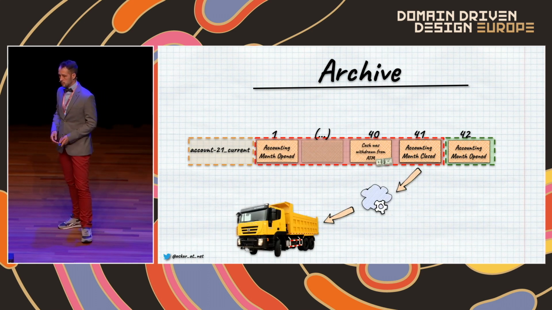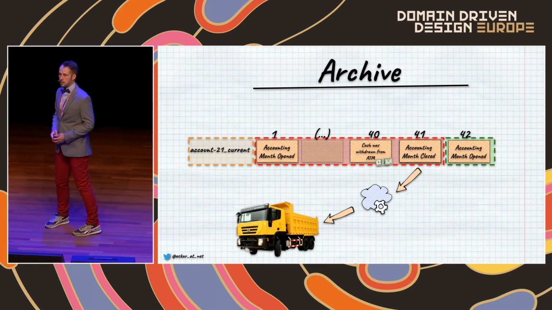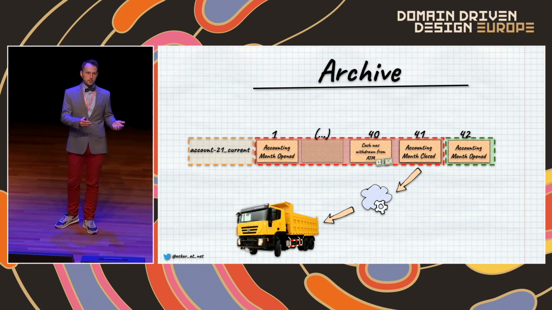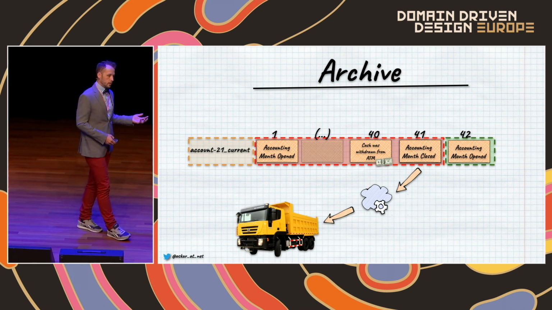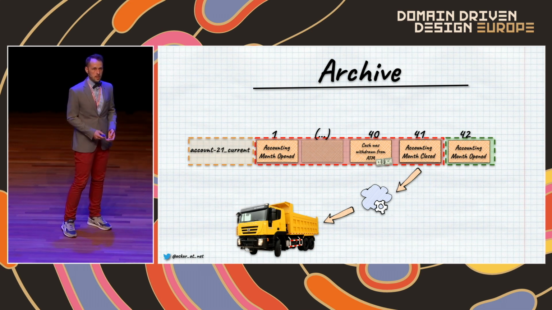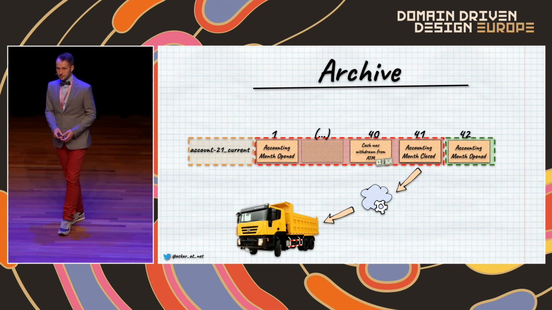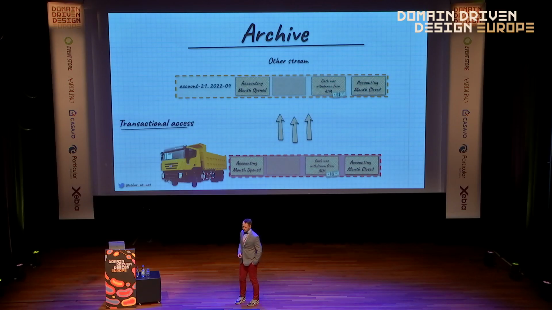But how to do the archive? And that's quite simple, I mean, in a nutshell. You can, for example, subscribe after you got information that some life cycle was closed. You can subscribe to those events, gather them, and then put them on the truck and take them somewhere else. And what are the strategies and what are the possible places that this truck would take those events?